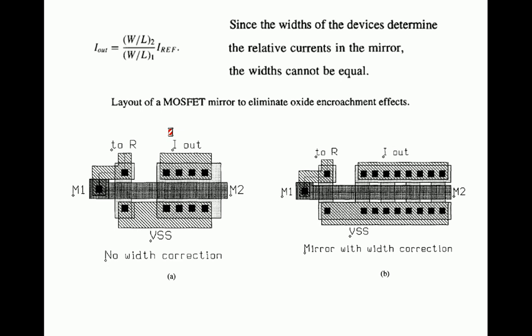If you want to get multiple currents in the output current mirror, then the widths are going to be ratioed accordingly. So the widths of the devices determine the relative currents in the mirror. So widths cannot be equal like lengths.